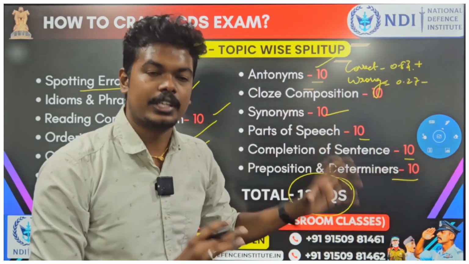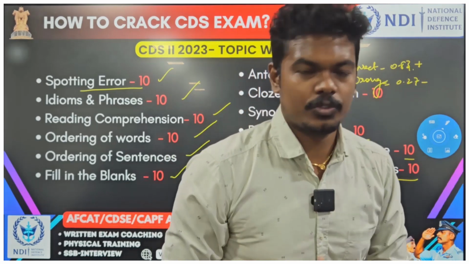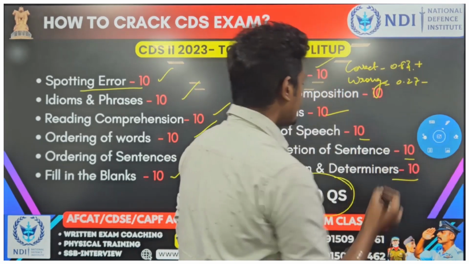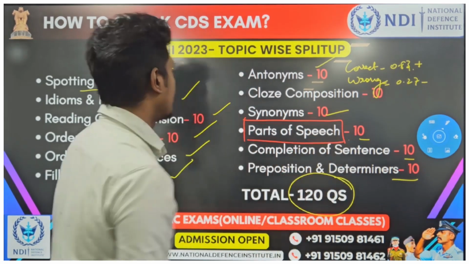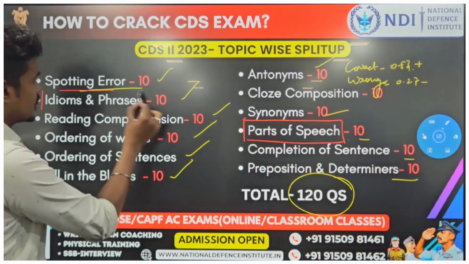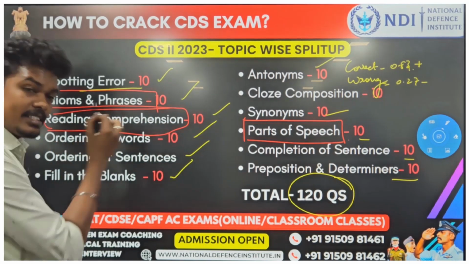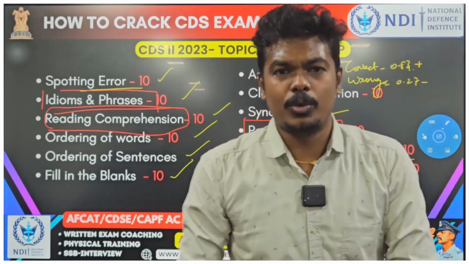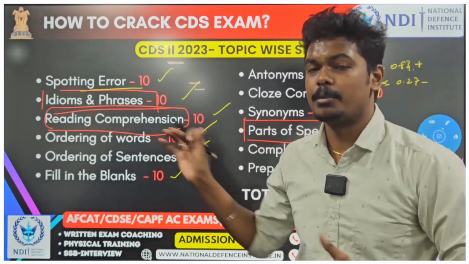So that is why for English, it is well and good if you start with the basic things that you know. Take a look here, what are the very basics that you can know? Parts of speech. And next, idioms and phrases, reading comprehension. These are the things which don't require much more study; just a basic idea and just a basic practice will be more than enough.